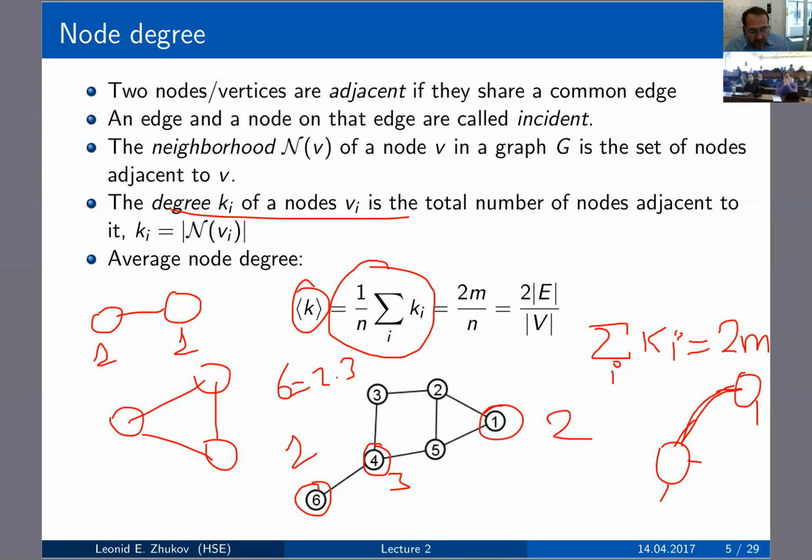So anyway, the bottom line is, if you want to compute the average node degree within the graph, it is very simple. It's very easy. It's twice the number of edges divided by the number of nodes. Okay, so a very, very simple formula.